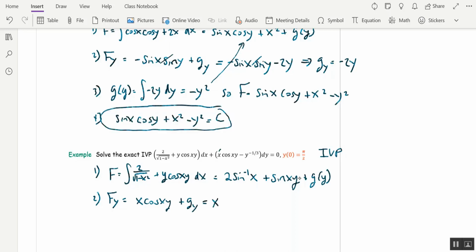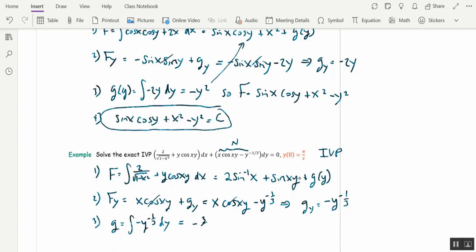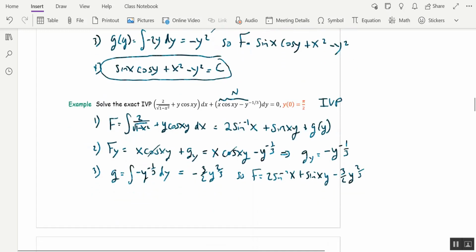N is x, this is n up here, x cos xy minus y to the negative 1/3. And so these guys kill each other off, and g sub y is negative y to the negative 1/3. So step 3, g is the integral of negative y to the negative 1/3 dy, which is negative 3/2 y to the 2/3. So big F is 2 sine inverse x plus sine xy minus 3/2 y to the 2/3. So our general solution, we're not done. Step 4, we're just going to write down the general solution.